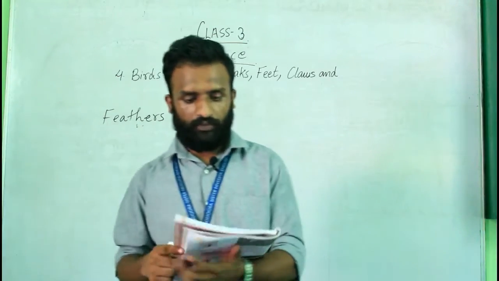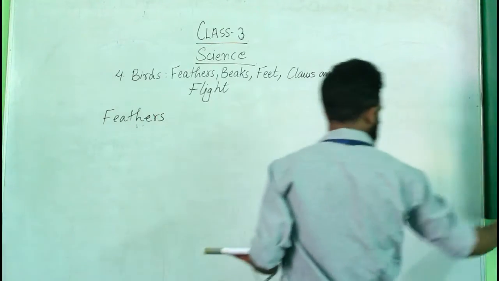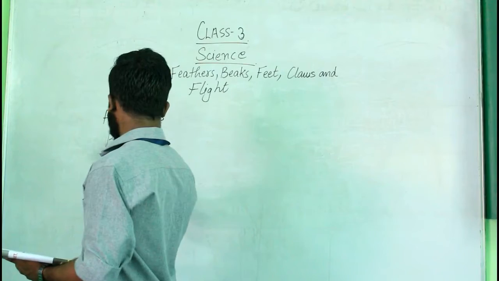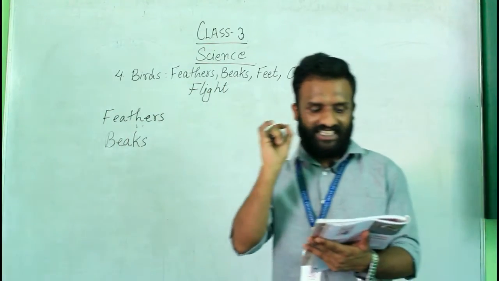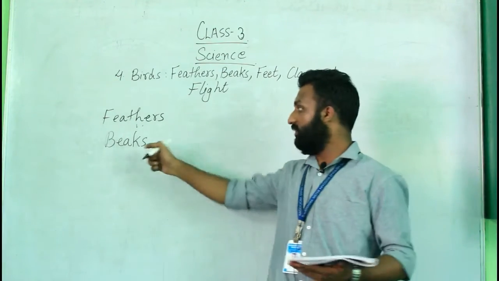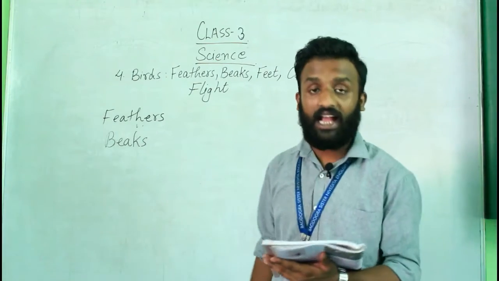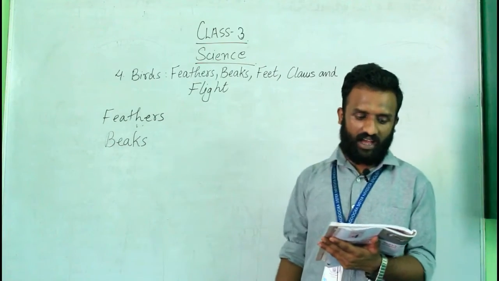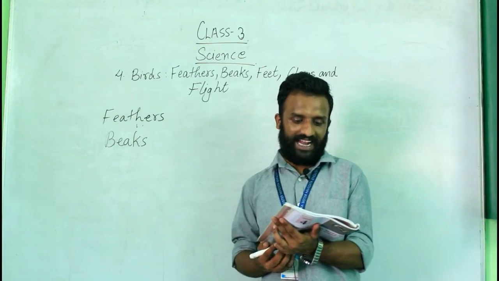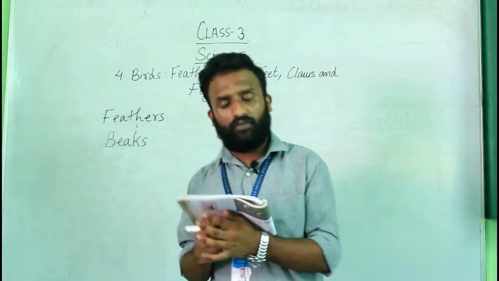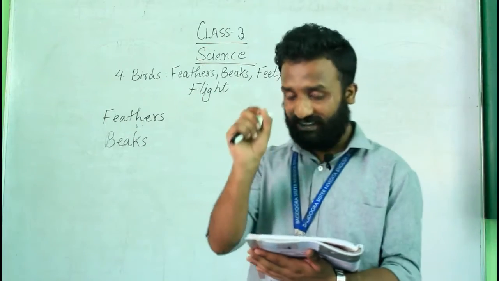Okay, now after feathers, we have beaks. The beak, also known as the bill, helps the bird in many ways. Beaks are of different shapes, and often a bird can be identified by looking at its beak. We can often classify or identify a bird by looking at its beak.